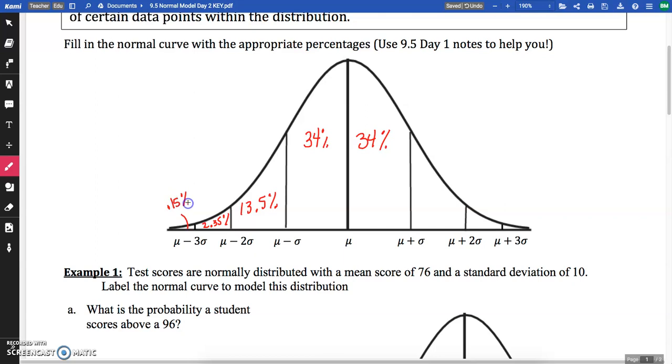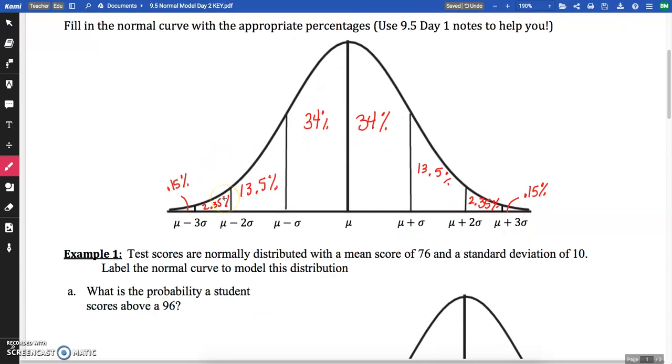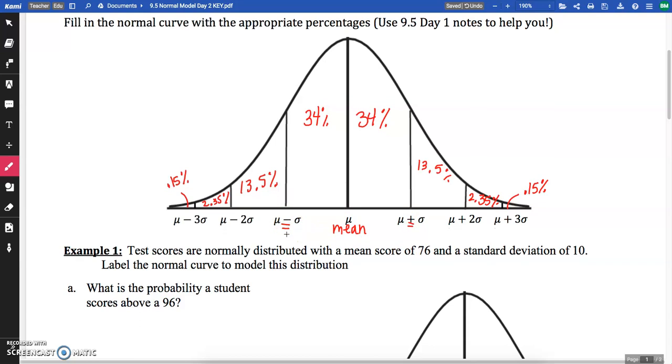Again, I like to think of a distribution of height as the easiest example because it's so clear when you think about it, like, oh yeah, most people are about average and not very many people are very, very short or very, very tall. So we have 13.5 next. And then 2.35. And then again, our very, very small section is 0.15%. This is anyone bigger than 3 standard deviations above the mean on the right side here. So remember, the mean goes in the middle, and then we add standard deviations to the right and subtract them to the left.